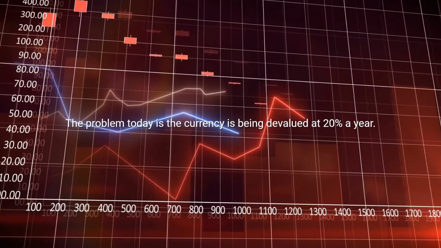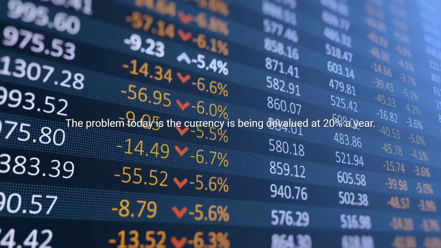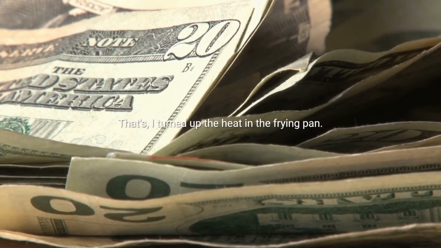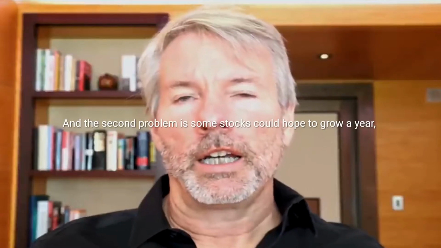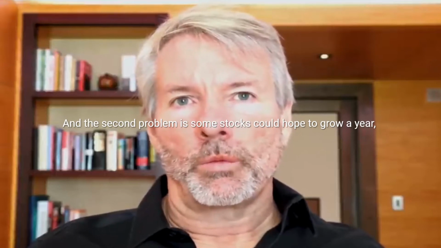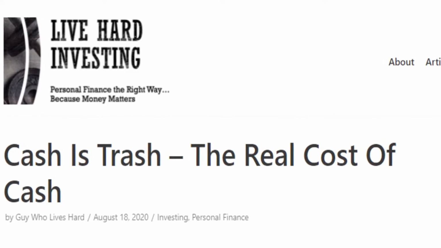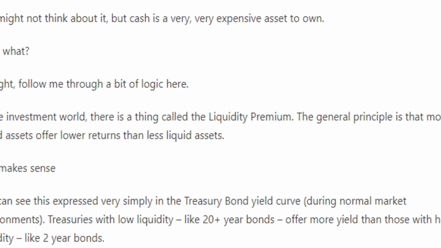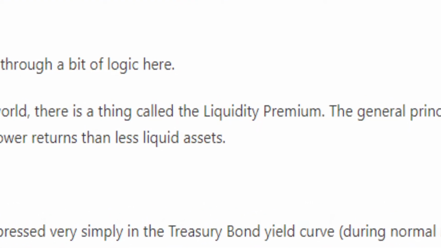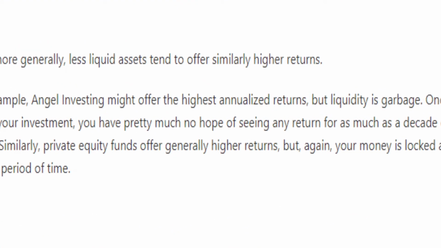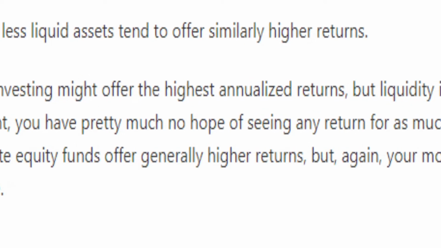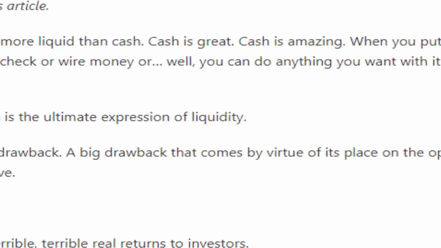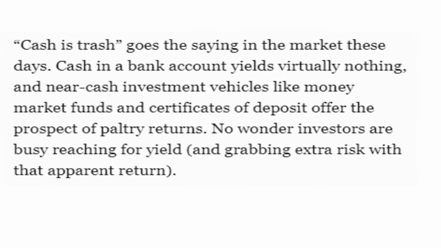The problem today is the currency is being devalued at 20% a year, not 7% a year, right? I turned up the heat in the frying pan. And the second problem is some stocks could hope to grow 20% a year, like the minority, 5% of them could grow 20% a year for the past decade. What percentage of stocks can grow 30% a year? Because now you've got to grow 30 or 35% a year because the hurdle rate just jumped. Now you're pushed out on the risk curve here. You've got to take massive risk as a company to grow that fast.